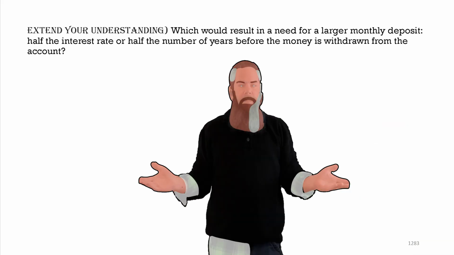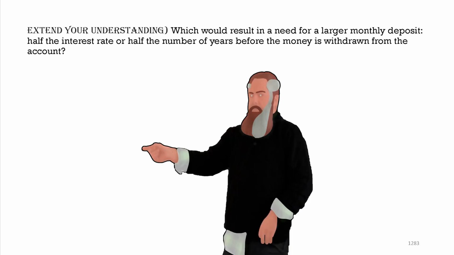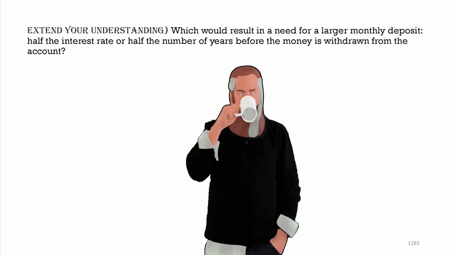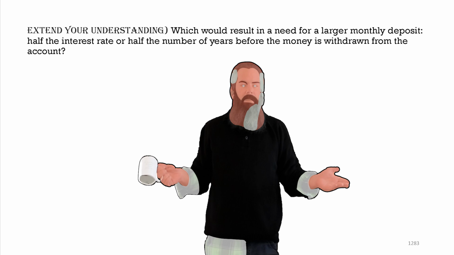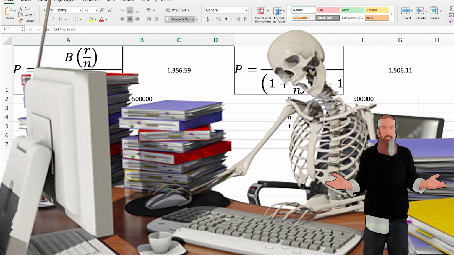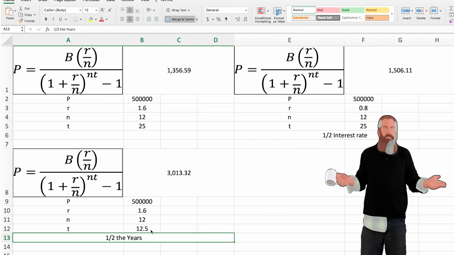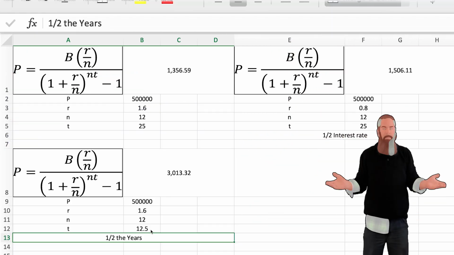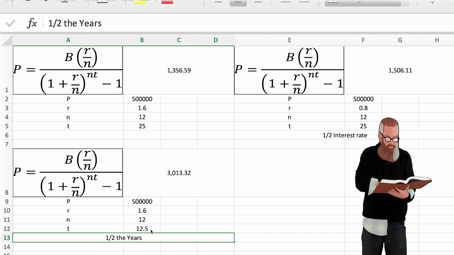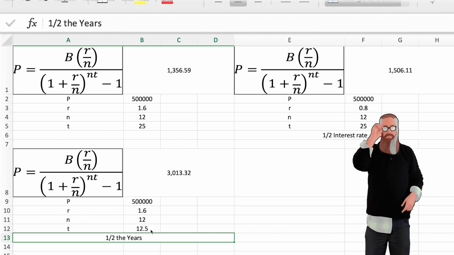$1,356.59. Let's extend our understanding here. Which would result in the need for a larger monthly deposit: half the interest rate or half the number of years before the money is withdrawn from the account? Going back to the Excel spreadsheet, you can see here that this is 3 times, the original being the top left. Moving over to the right, instead of 1.6% interest, let's put in 0.8.